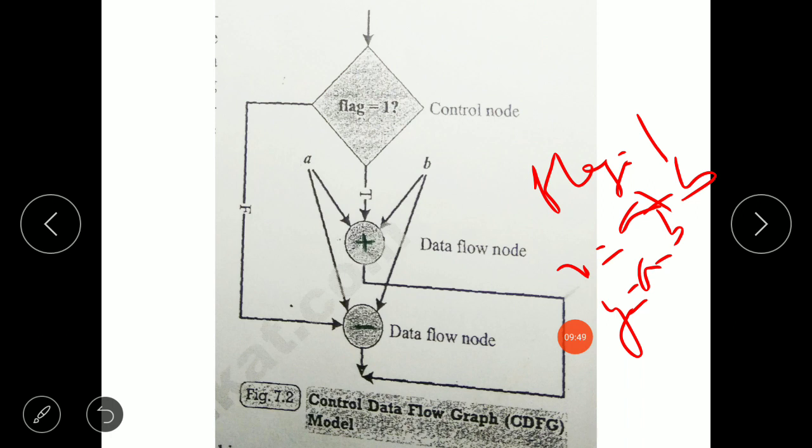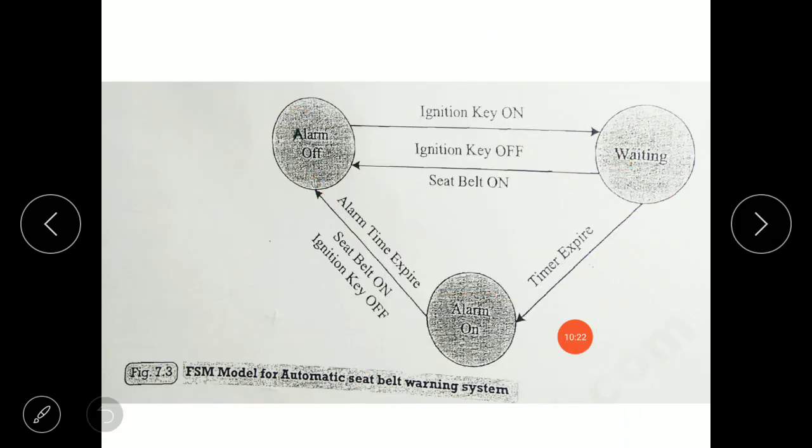As I've told you, the control node is represented by a diamond or block. So this is the control node, the decision making element in this flowchart based design. If flag is equal to 1, if it is true, then a plus b will get added and we will get x. And if flag is not equal to 1, that is, if it is false, then y is equal to a minus b. So this is how we implemented it using this control data flow graph diagram.